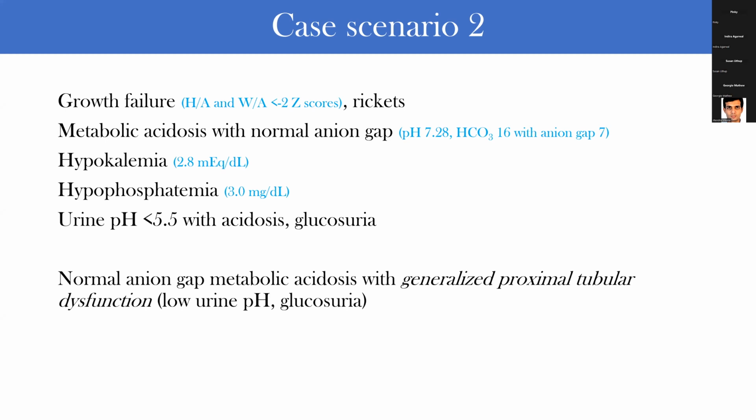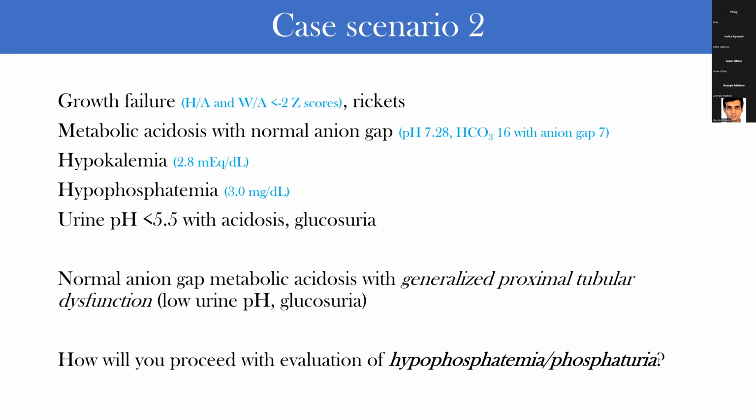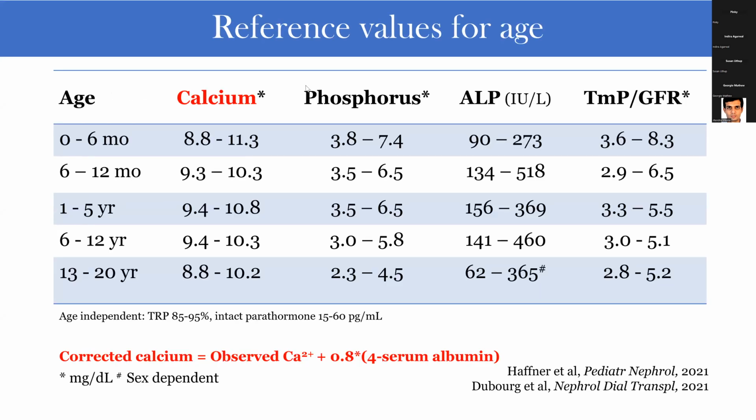We have a session on renal tubular acidosis later, so I will not go into the detail. I would want to focus on one key element, which is hypophosphatemia or phosphaturia. So how would you proceed with the evaluation of hypophosphatemia or phosphaturia? Dr. Sudarshan has already alluded to it. One key thing I want to point out in this particular table is that the lower limit of serum phosphate does not become 3, the adult value, until age 13 or 20 years.